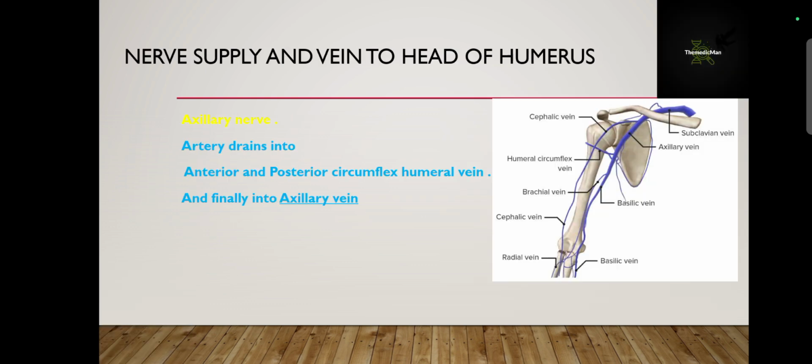Next, the nerve supply and the venous drainage. The upper end receives its nerve supply from the axillary nerve, and the veins drain into the anterior and posterior circumflex humeral veins, and these finally drain into the axillary vein.